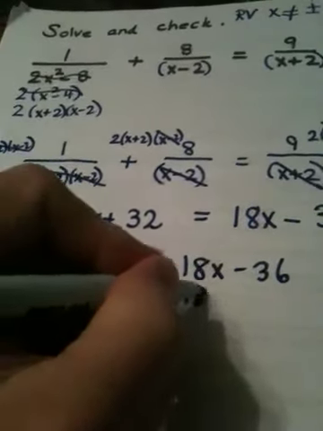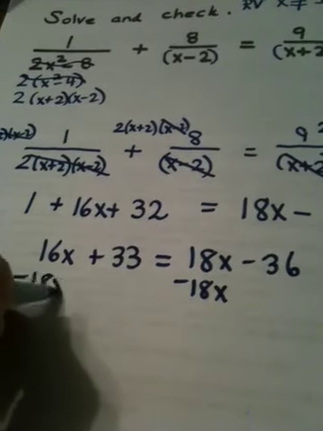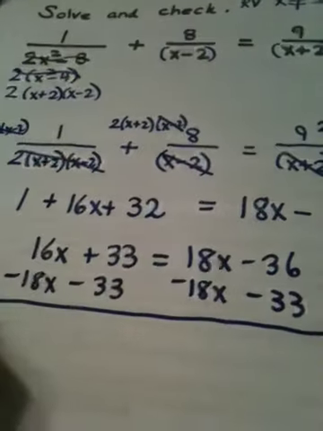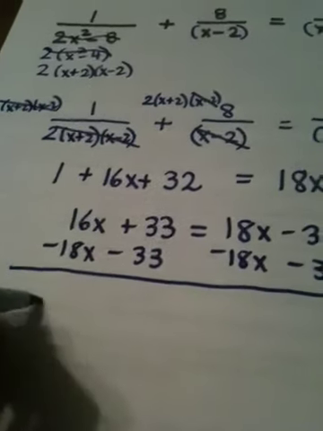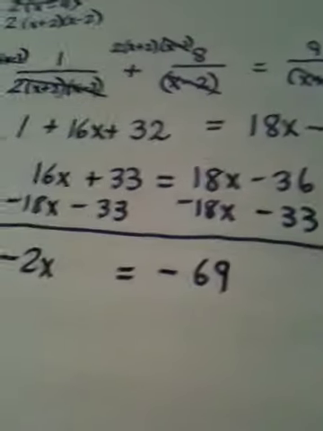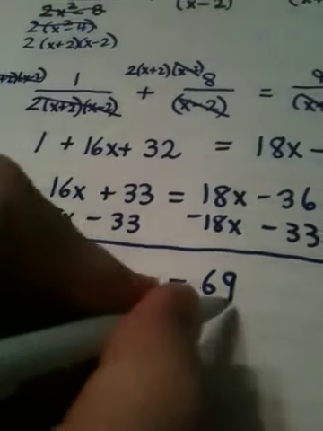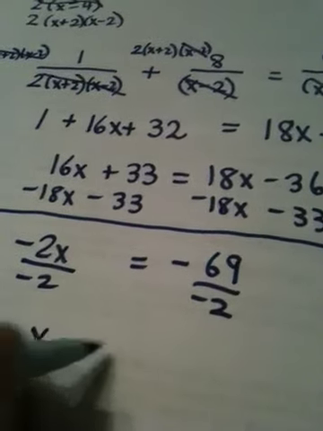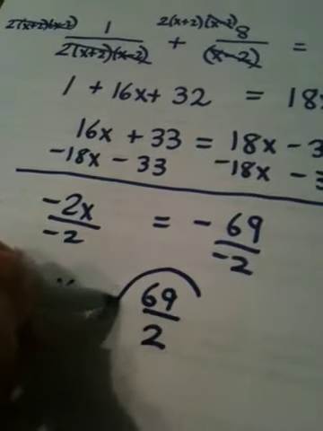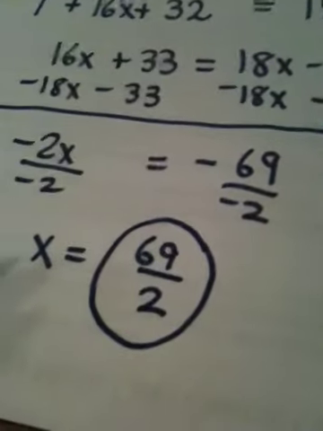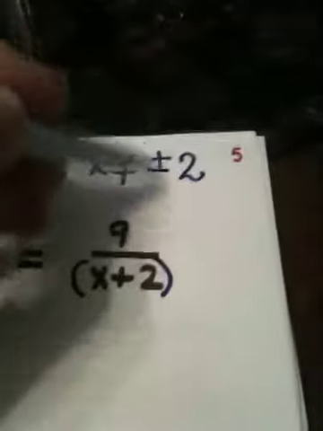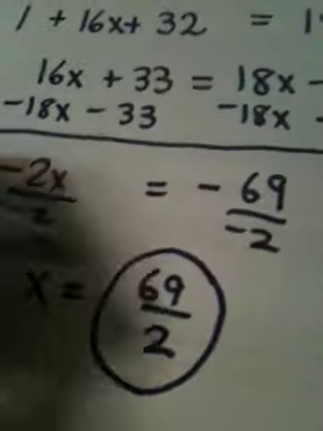I subtract 18x from both sides, and I do the same with 33. I'm trying to get all my x's on the left. I get -2x is equal to -69. Divide by -2, and I get the answer 69/2, which I'm going to accept as the correct answer, because 69/2 is not one of my restricted values. So we're done.